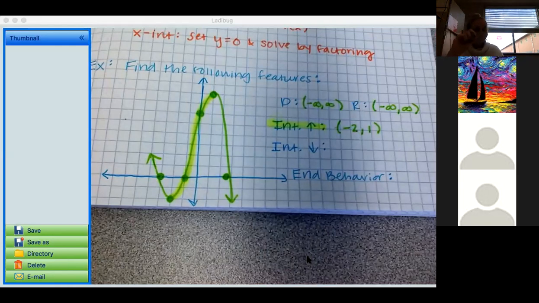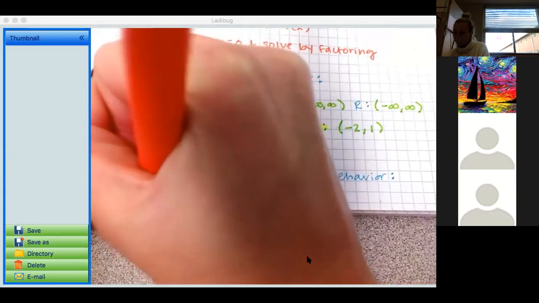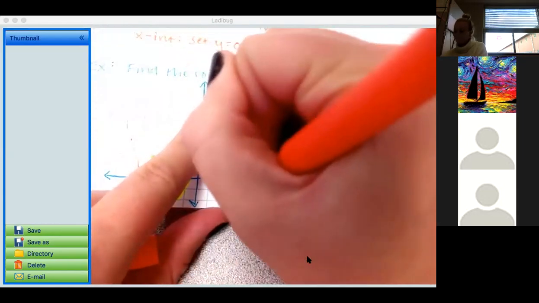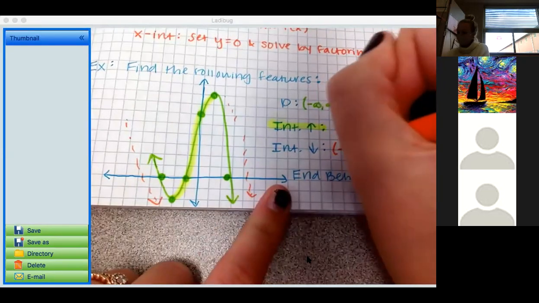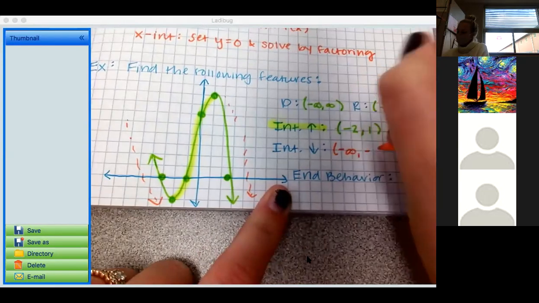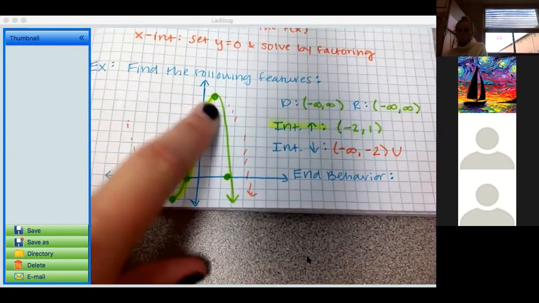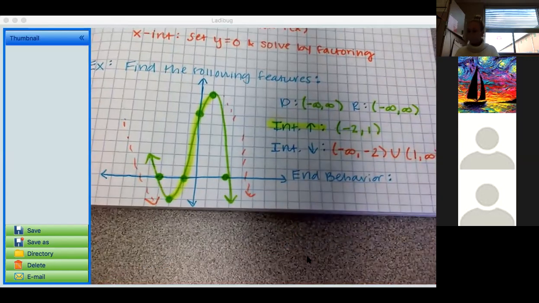All right, where's this graph decreasing, children? Good. So on this side, it goes down till it hits -2. And then up here, it starts going down as well, right? So Drake said negative infinity to -2. And then it picks back up, decreasing from 1 to infinity. Very good.